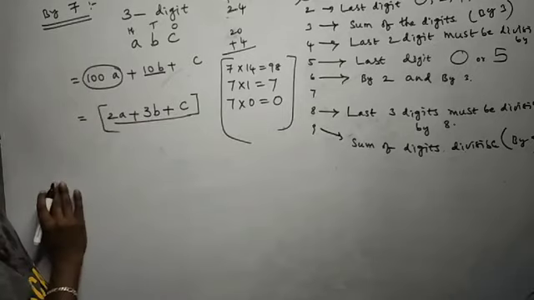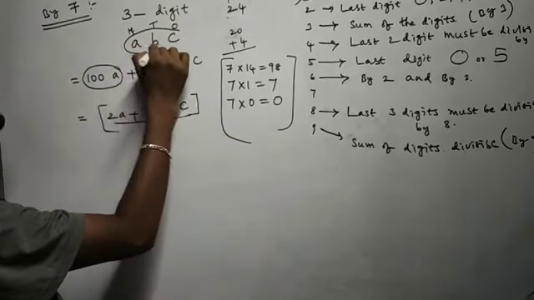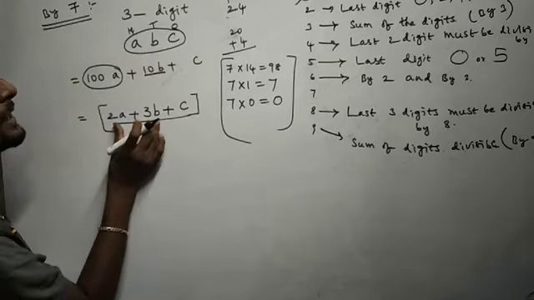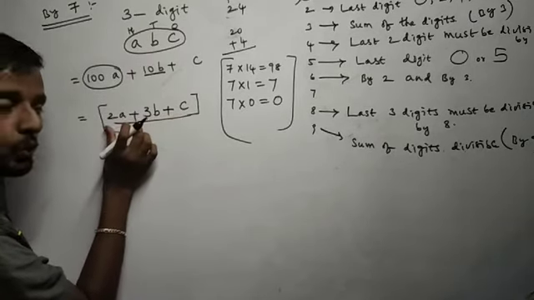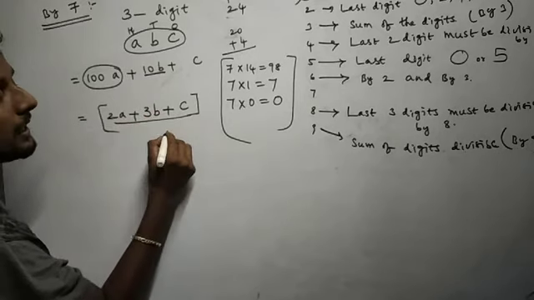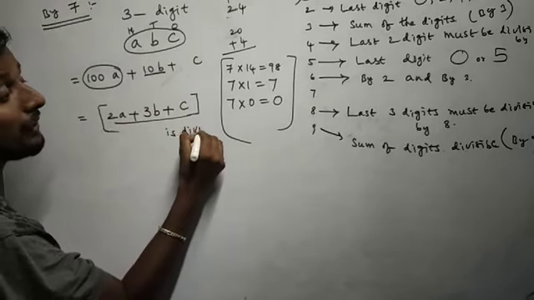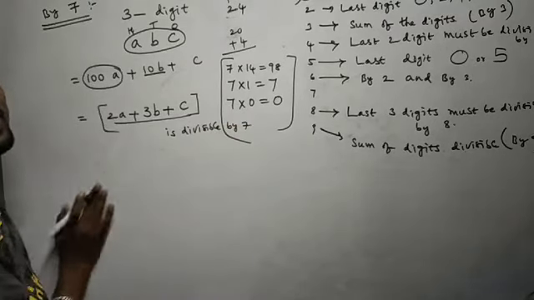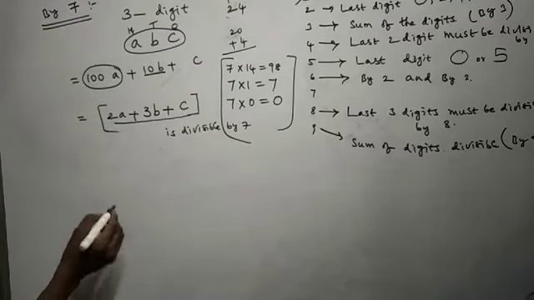Now it is a condition. The 3-digit number is ABC. If 2A plus 3B plus C is divisible by 7, then the number is also divisible by 7. It's a formula. Example, we'll see.